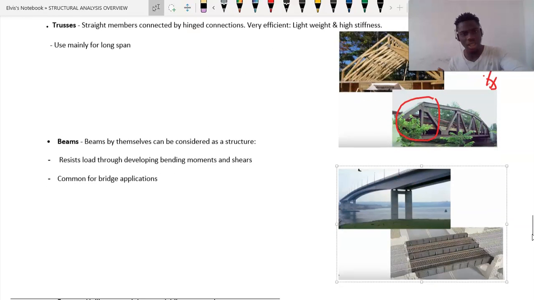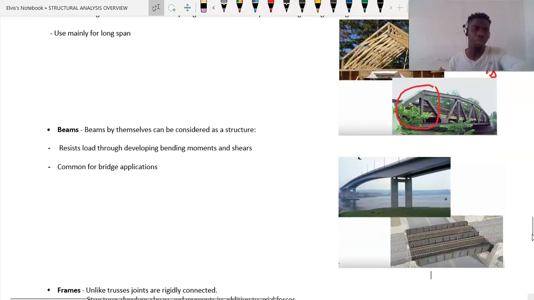So let's take a look at the next type of structure, which is the beam. Now guys, beams by themselves can be considered as a structure, because they resist load by developing bending moments and shear. As you can see, this is a bridge that has its deck using a beam. This beam is going to be very, very economical, so we are going to spend less money whenever we use a beam.